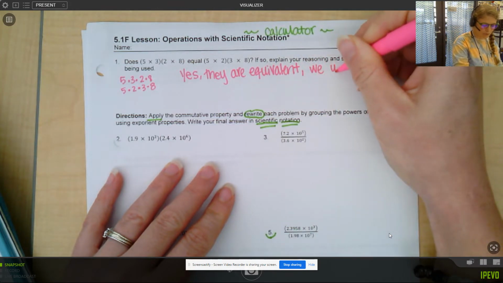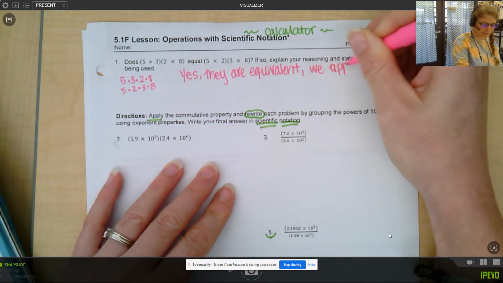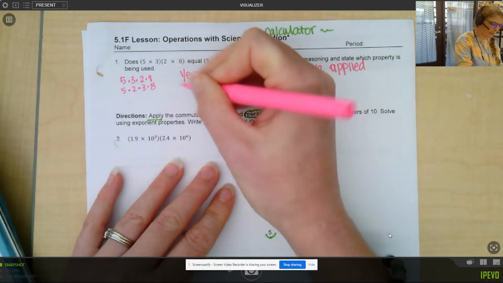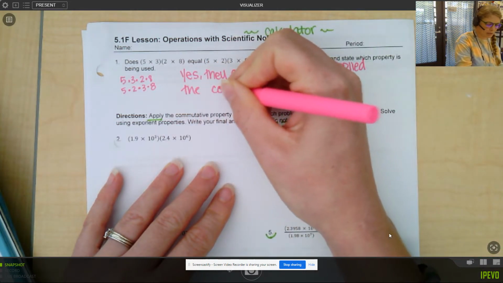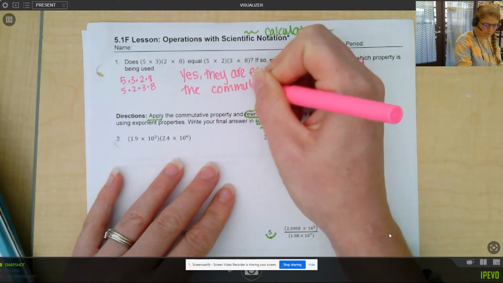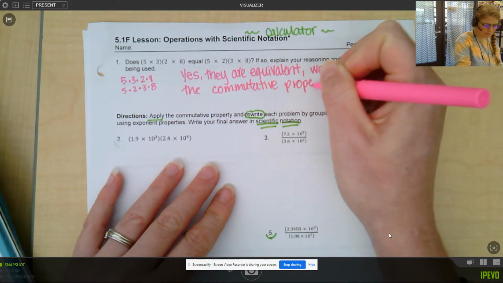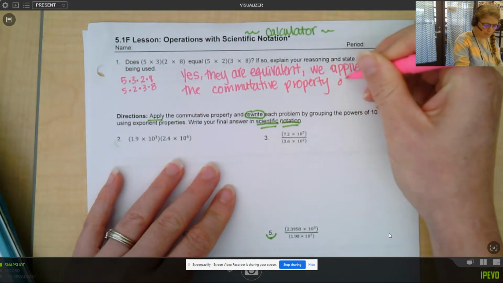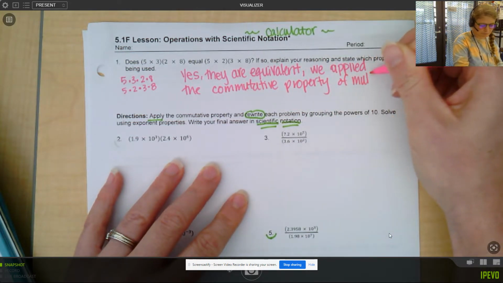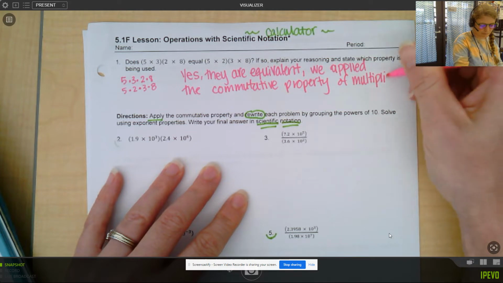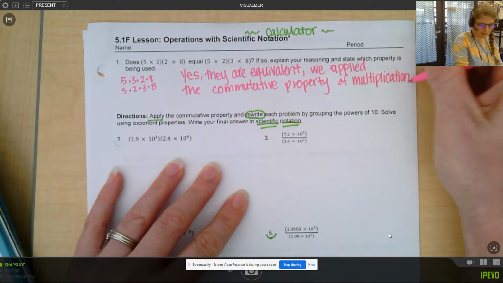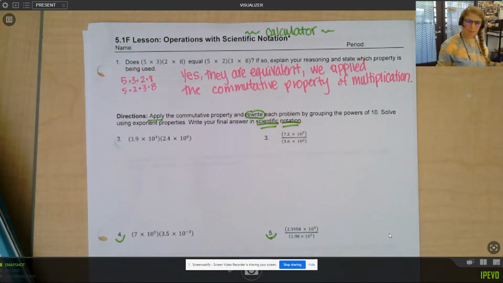We applied the commutative property of multiplication. Nice job there. Commutative property of multiplication: as long as everything's being multiplied, you can change the order of the factors and the product is still equivalent.